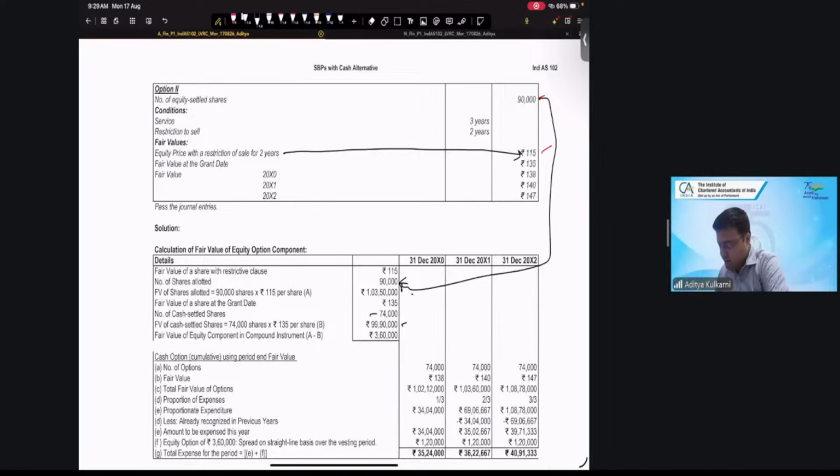Fair value of equity component is 1 crore 3 lakh 50 minus 99 lakh. So that is where it comes from. So fair value of equity component is 3 lakh 60,000. So you have a liability component and you have an equity component.